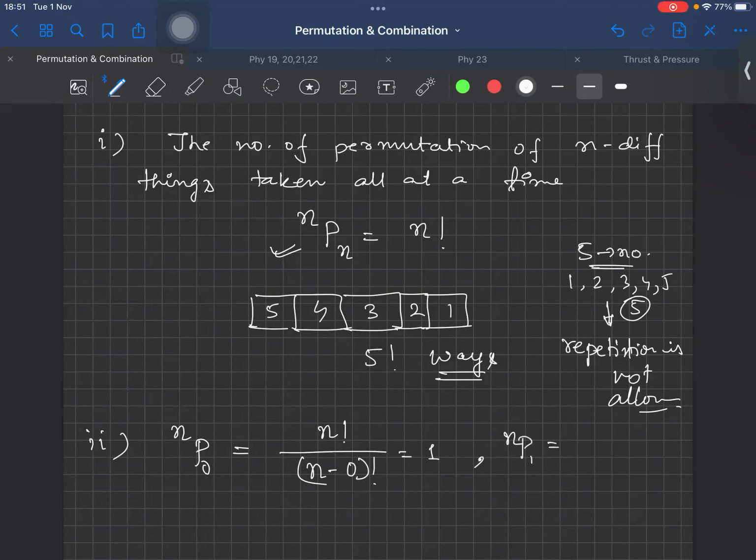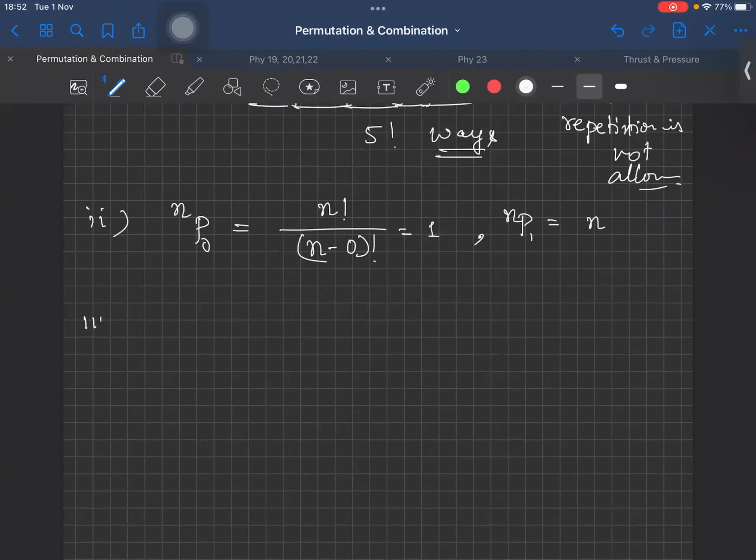nP1 will be equal to how much? This will be equal to n, because it is n factorial upon n minus 1 factorial. So n minus 1 factorial will get cancelled out. Again, nPn we have already seen, right? So nPn we have already done. Let's move on to another point. Okay. So nPr, please calculate this as a question. nPr upon nP(r minus 1). Please find how much it is.